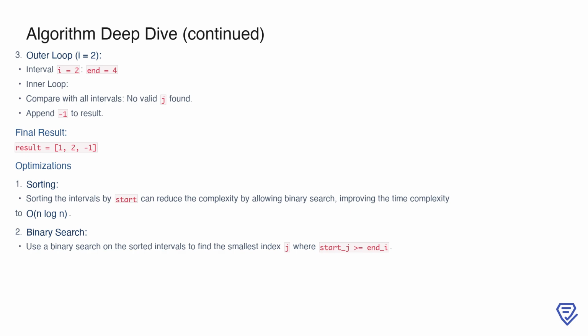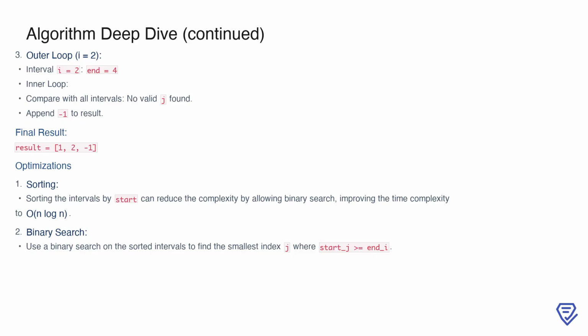end value of 4. In the inner loop, we compare this value with the start values of all intervals but find that none of them satisfy the condition. Since no valid index is found, we append -1 to the result list. After all iterations, the final result list is [1, 2, -1].